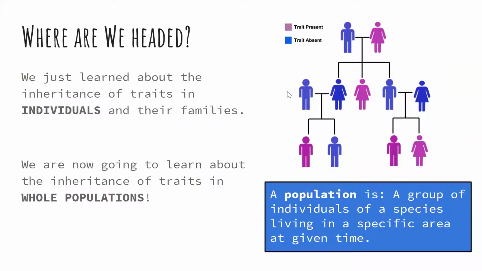We just finished talking about the inheritance of traits in individuals and their families in pedigrees in Unit 5. Now we're going to learn about how traits are inherited in whole populations, which are groups of individuals of a species living in a specific area at a specific given time. So the population at Hillside High School in Durham, North Carolina, in 2021 is different than the population at Hillside High School in Durham, North Carolina in 2013. Same species, same area, same time.